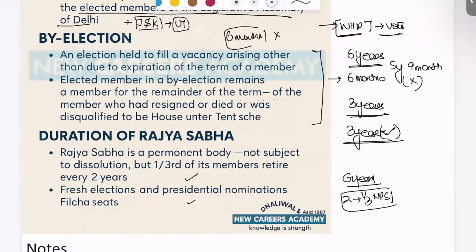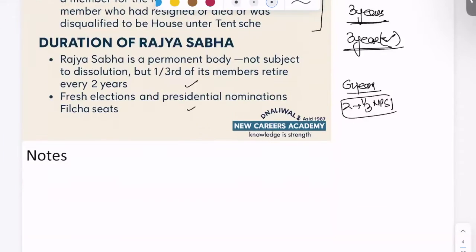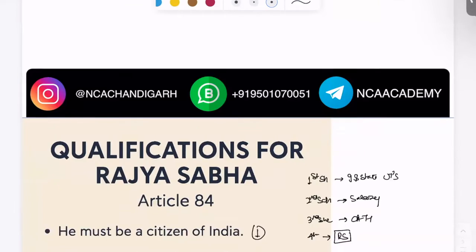अगर tenure 6 महीने से ज़्यादा का है, if the tenure is more than 6 months, by-elections will take place. Suppose I resign after 5 years 9 months, only 3 months remaining, then no by-elections, because that will not be the case. Is that clear or not? Duration of Rajya Sabha, everything done. Can we move ahead?